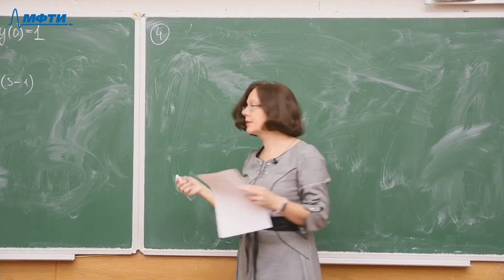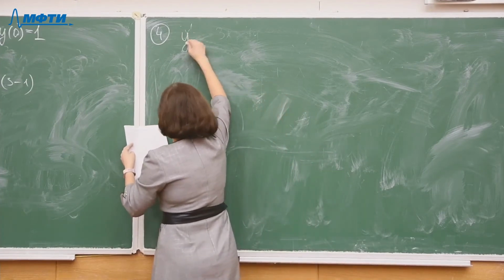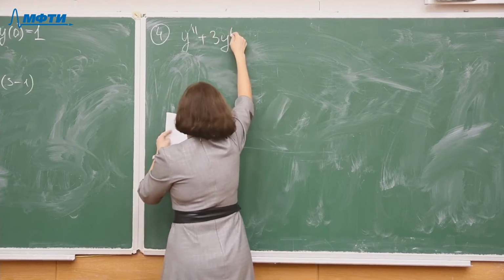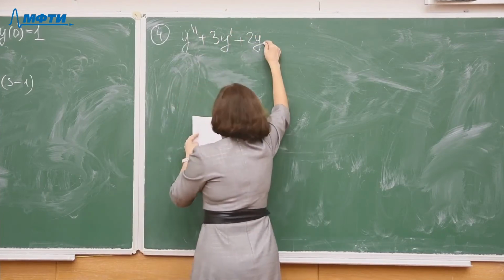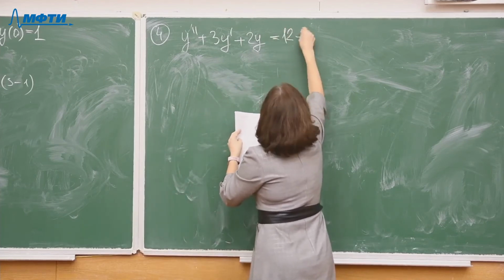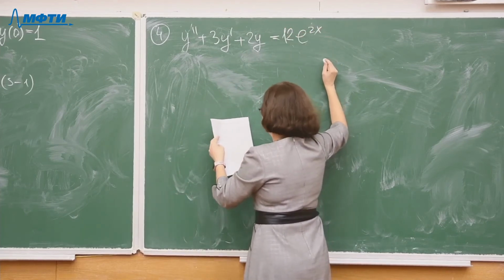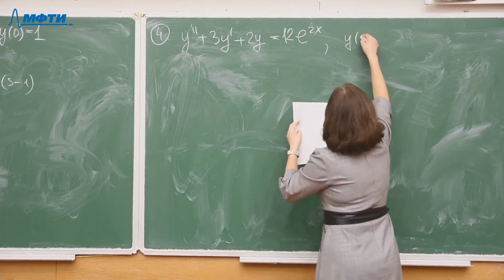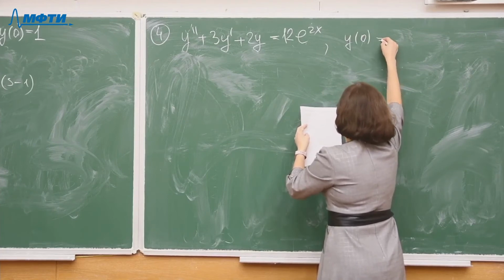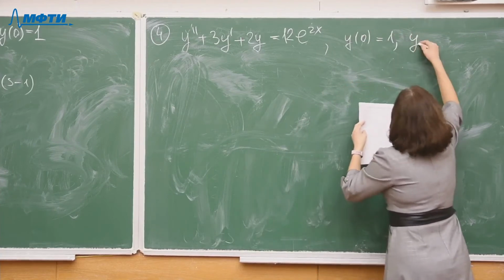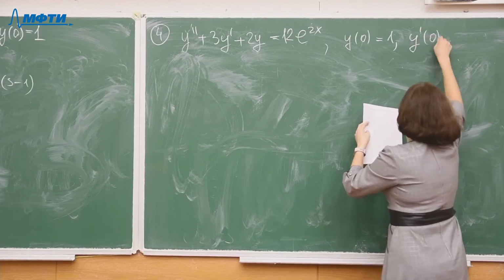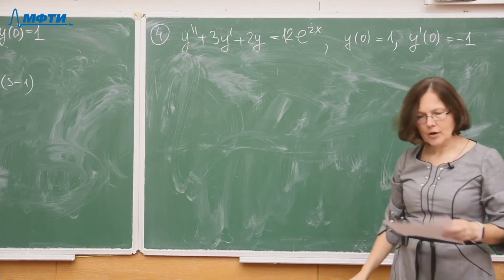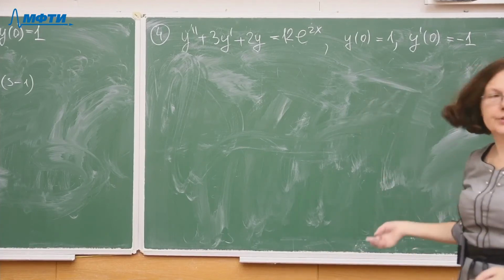So now we will try to solve it. The next is y double prime plus 3y prime plus 2y equals 12 e to 2x. The initial value problem: y of 0 is 1, y prime of 0 is negative 1. Who wants to solve it using this algorithm?